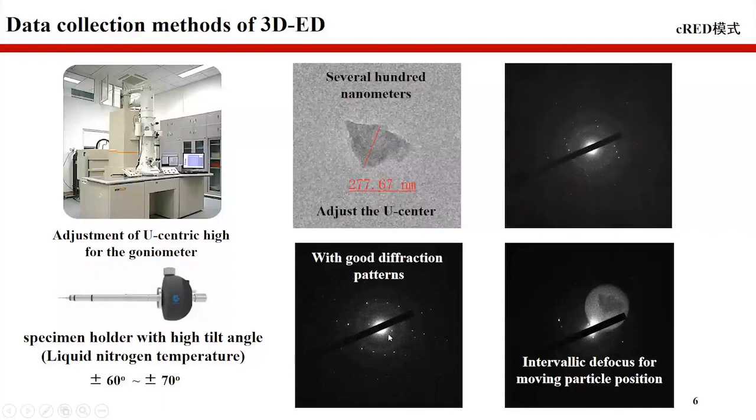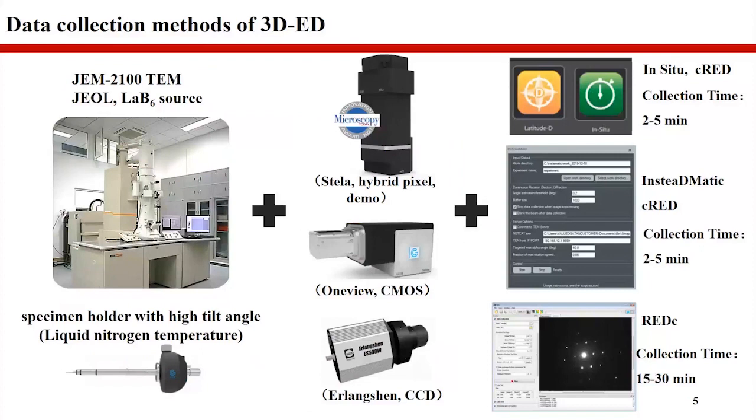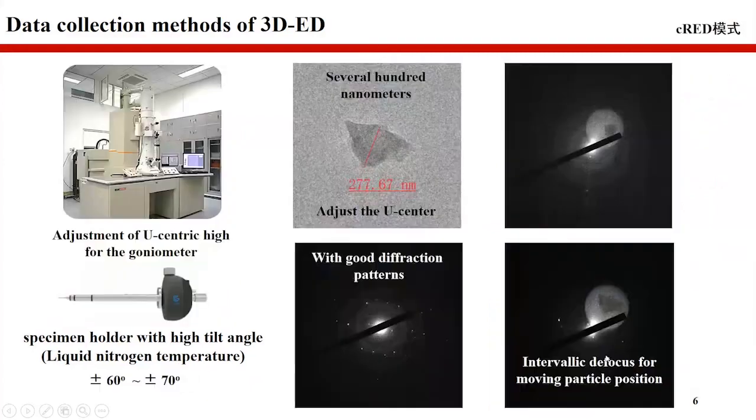And well, for a camera like the Stela, it is a hybrid pixel detector. We don't need the beam stop. What we collect the data is just like this. There is no beam stop. And of course, if it is okay, we hope to collect the data without a beam stop. As we can see, the beam stop would mask some diffraction spots.